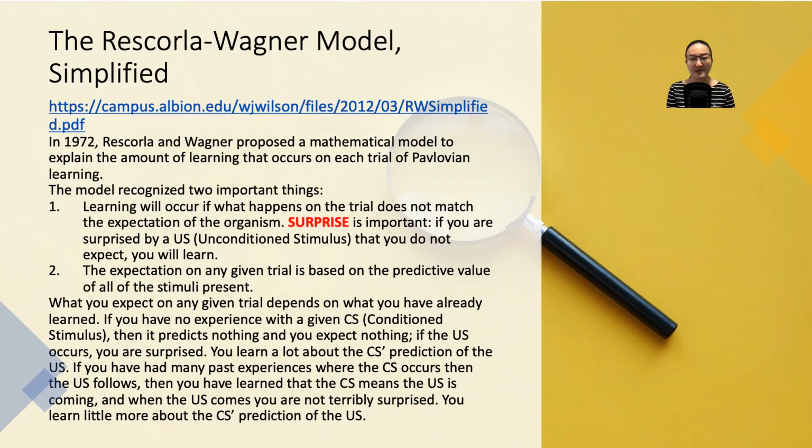What you expect on any given trial depends on what you have already learned. If you have no experience with a given CS, conditioned stimulus, then it predicts nothing and you expect nothing. If the unconditioned stimulus occurs, you are surprised. You learn a lot about the conditioned stimulus prediction of the unconditioned stimulus. If you have had many past experiences where the conditioned stimulus occurs, then the unconditioned stimulus follows, then you have learned that the conditioned stimulus means the unconditioned stimulus is coming. And when the unconditioned stimulus comes, you are not terribly surprised. You learn a little more about the conditioned stimulus prediction of the unconditioned stimulus.